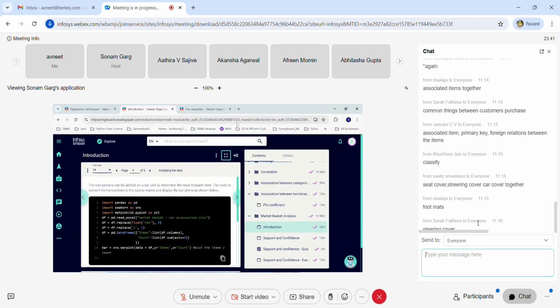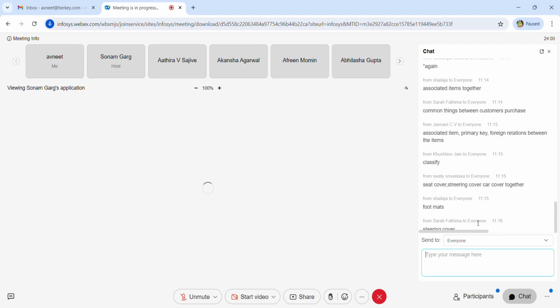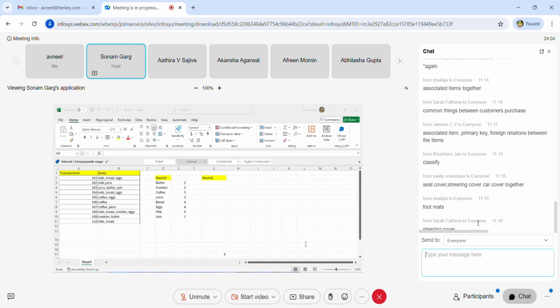Wait, we'll take an example. I'll stop sharing. I hope the Excel is visible to you now. I have kept some data here for the ready usage.